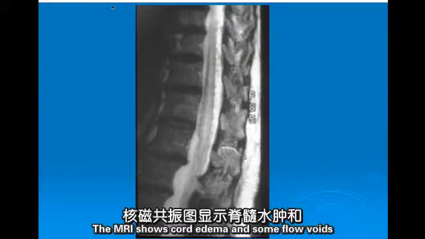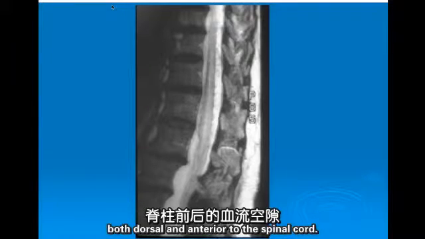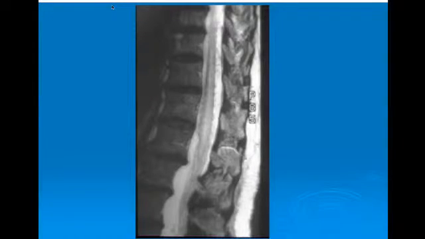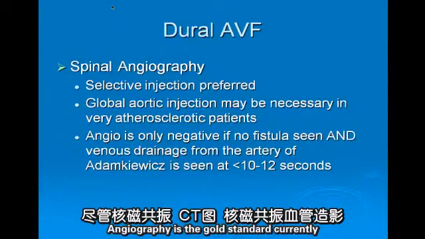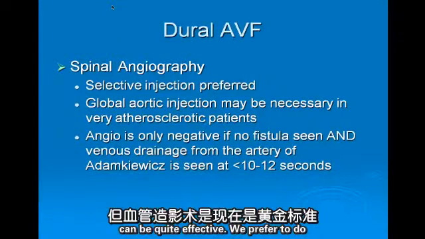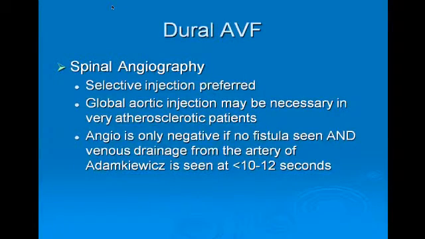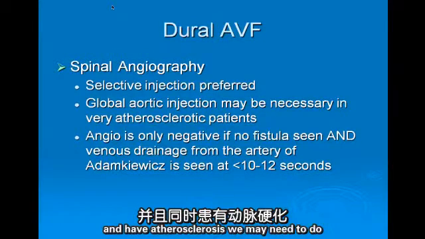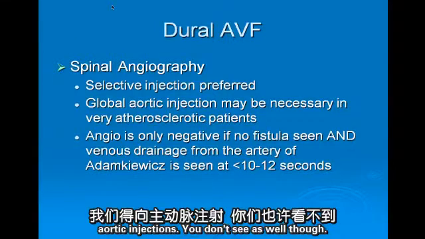The MRI shows cord edema and some flow voids, both dorsal and anterior to the spinal cord, and this is a typical finding for dural fistula. Angiography is the gold standard currently, although MRA and CTA can be quite effective. We prefer to do selective injection of the segmental arteries, but sometimes because these patients are older and have atherosclerosis, we may need to do aortic injections.